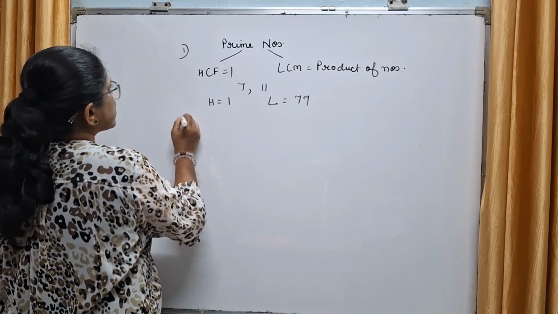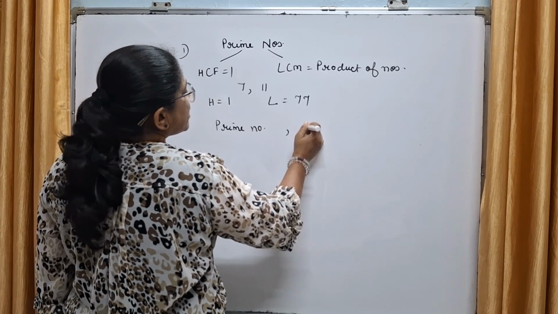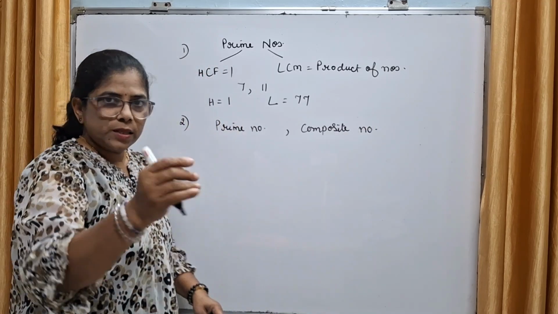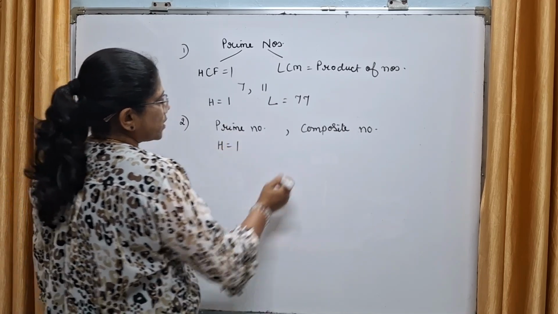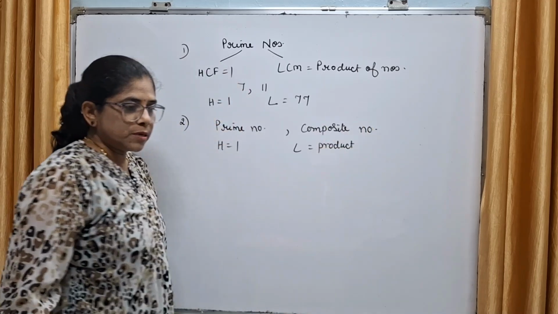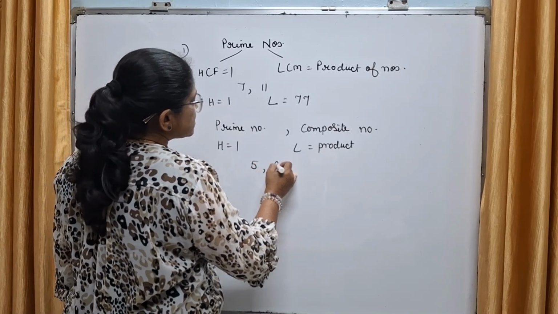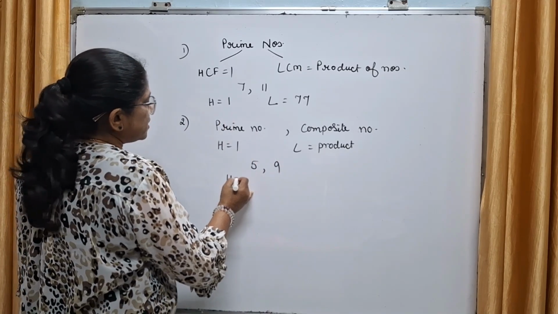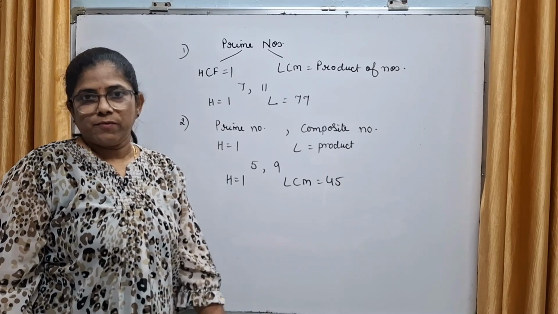Now the second point. If one is a prime number and the other number is composite, means out of two, one is prime and the other number is composite, even in this case, HCF is 1 and LCM is the product of the numbers. Let's say one number is 5 and the other number is 9. One is a prime number, one is a composite number. So in this case again HCF is 1 and LCM is 45, their product.